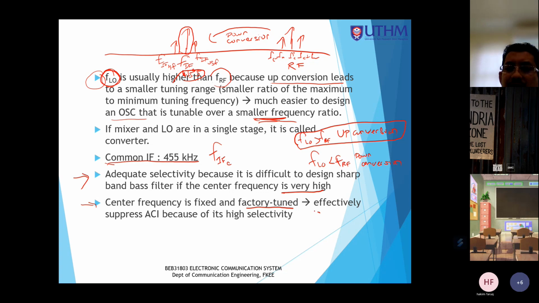So why we need to have a standard like this, a factory tune standard like this, so that we can effectively suppress the adjacent channel interference. Kalau kita ada standard seperti ini, maka kita mudah untuk membuang interference daripada channel bersebelahan, adjacent channel interference, ACI. Okay, so this is among the factors of why we need to have a 455 kilohertz factory tune frequencies. So if you have like this, easy for us to remove the interference from the adjacent channels.